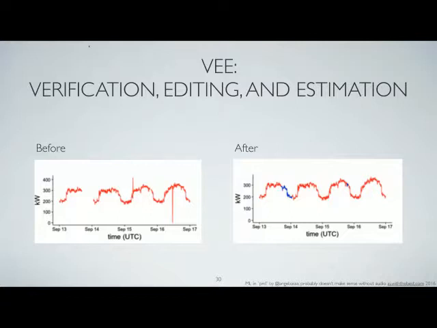So we verify all of the intervals to make sure that they are correct. Several here are not. Then we edit out the bits, the spikes and drops. And then we estimate over the gaps. So on the right-hand side, you can see that the spike, the drop, and the gap are all filled in with blue, which is the part of this algorithm that's a little bit different. It is generative, because you have to infer what the consumption would have done otherwise.